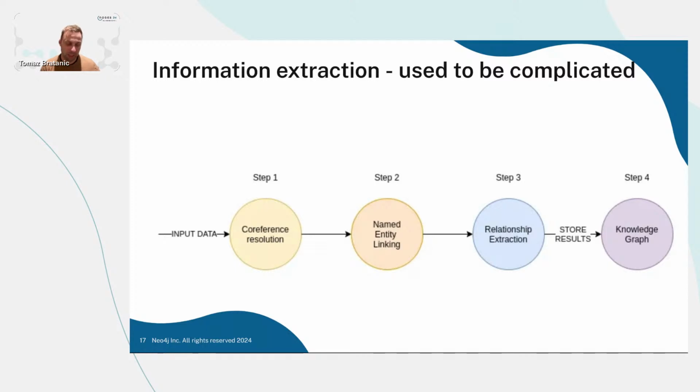And building knowledge graphs from text used to be called information extraction, and it used to be very complicated. You needed multiple models, and each model in the pipeline was very custom and domain specific. So mostly academics did that, or billion-dollar companies, and nobody in between.